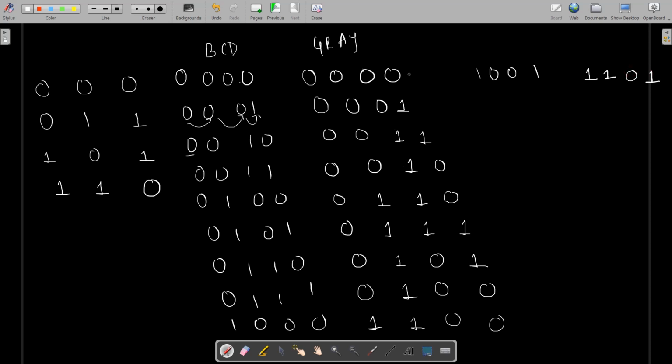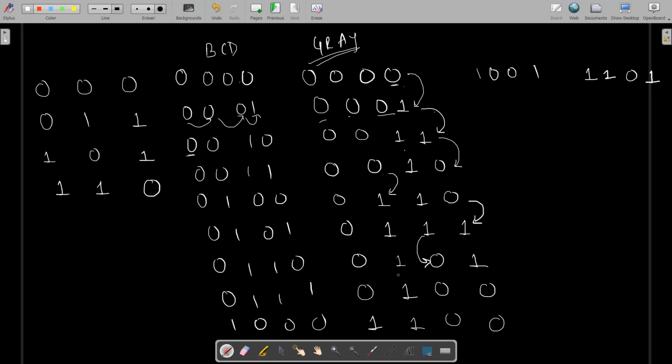If you observe, from the previous code to the next, only one bit is changing. The remaining three are the same. Converting from this to this, 0 is changing to 1, and all the other bits are the same. In this case 1 is changing to 0. In this case 0 is changing to 1. In this case 0 is changing to 1. In this case 1 is changing to 0. That means from the previous state to the next state, only one bit will change. That is the uniqueness of gray code. This is the process of converting binary coded decimal into gray code.